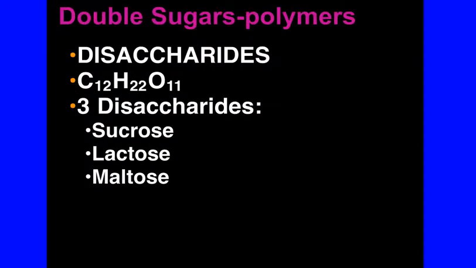Alright, now we can take our glucose molecules and put them together to form disaccharides. Di is a word bite that means 2. So in this case, 2 sugars, or double sugars, and you'll notice with the formula we've pretty much doubled that: C12H22O11. We have 3 different disaccharides: sucrose, lactose, and maltose.